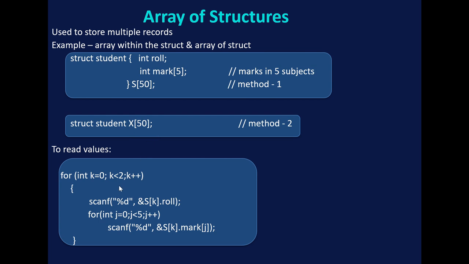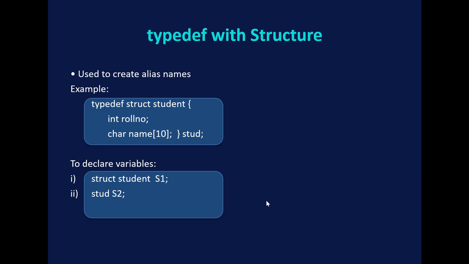And thereafter to read, the outer loop is to traverse for the number of students. If you have 50 students, the outer loop should traverse till 50, and the inner loop is there because I have an array that is a member of the structure. So the elements for the 5 marks are read using the inner loop.